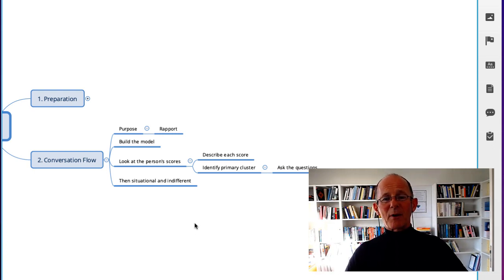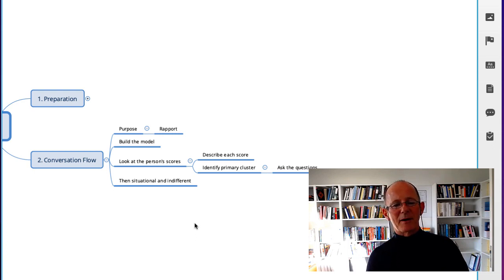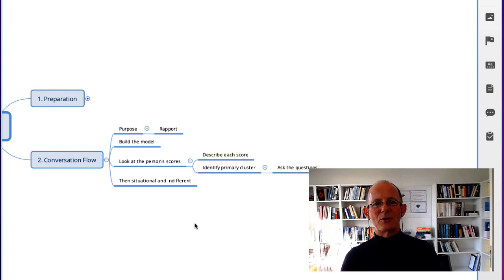Once that's done and the person's relaxed and ready to rock and roll, I then build the model. Again, we'll do that in a moment, and I'll show you how I do that. There's a video on the model already, as you know, but I'm going to do it again because I want to do it just a little bit differently this time round.